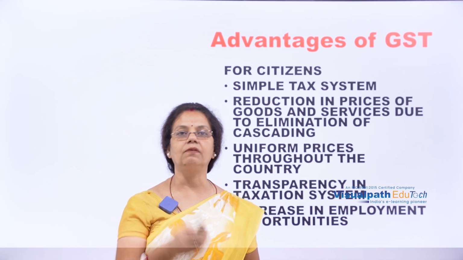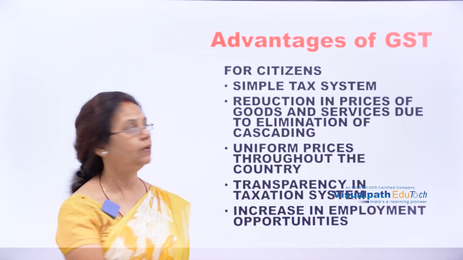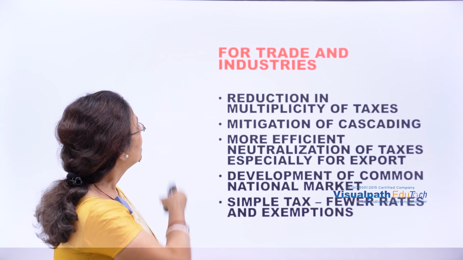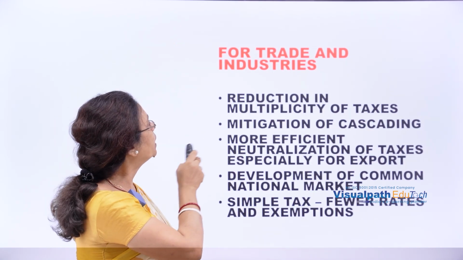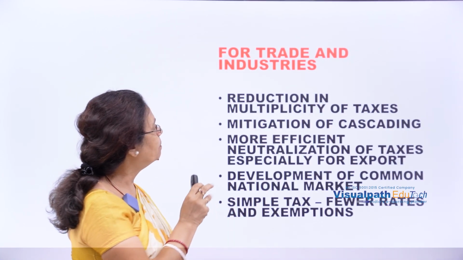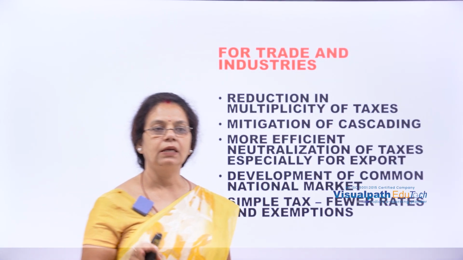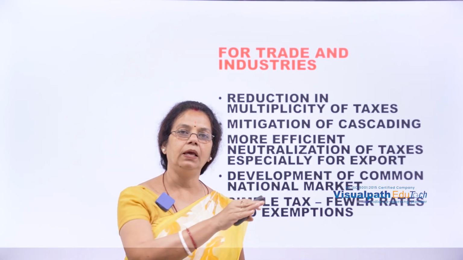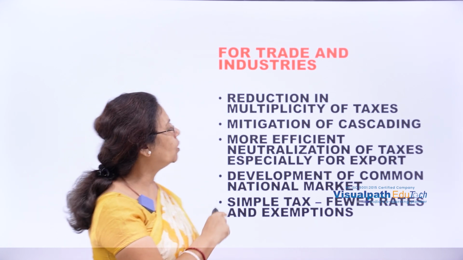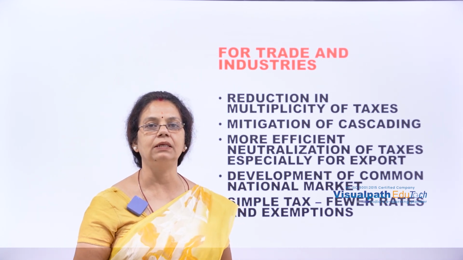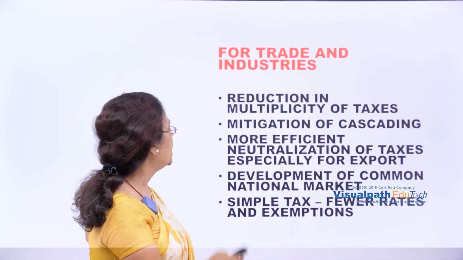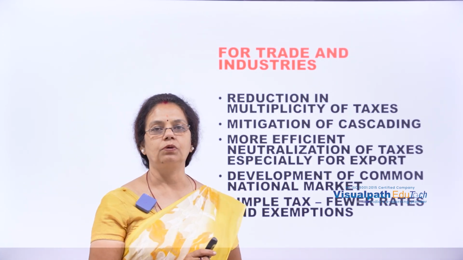Now let us see what the advantages are for the trader, the businessman. The next advantages are what? These are the advantages which a trader or an industrialist gets. What are the advantages? Reduction in multiplicity of taxes. Different taxes they need not pay. There is only one tax. That is the first one. Secondly, mitigation of cascading, removal of the cascading effect. Thirdly, more efficient neutralization of taxes, especially for export.